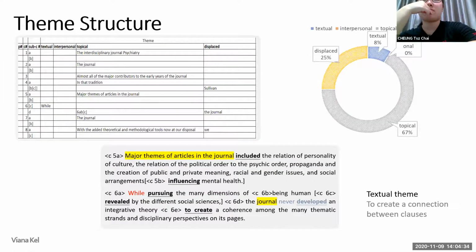The conjunction while here is a textual theme, connecting clause 5 and 6. Clause 5, with topical theme, major themes of articles in the journal, states what the journal has developed before. Clause 6 states what has not yet been developed as an integrative theory, also introducing what will be discussed in the following article. This textual theme creates coherence among clauses and facilitates the architecture of the text. The focus of this text as an abstract is shown, thus this article will be completing the unfinished integrative theory.